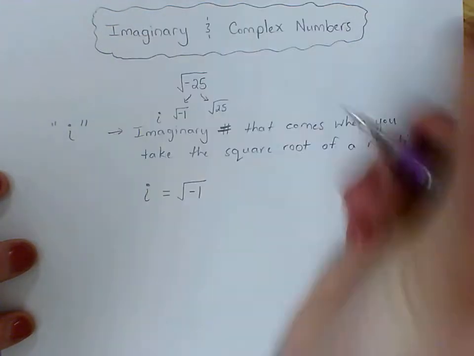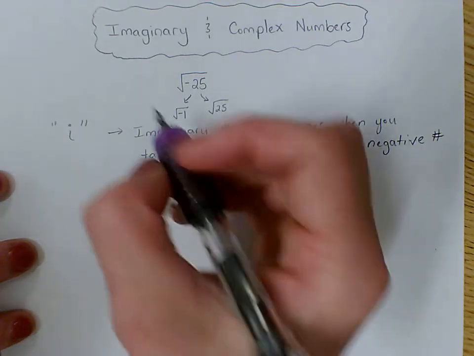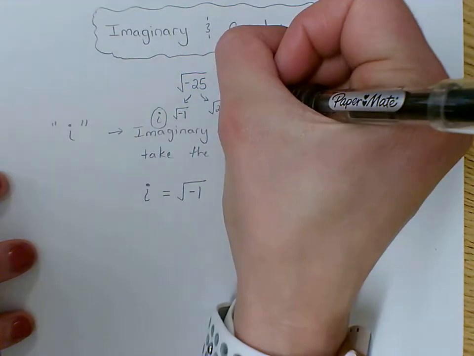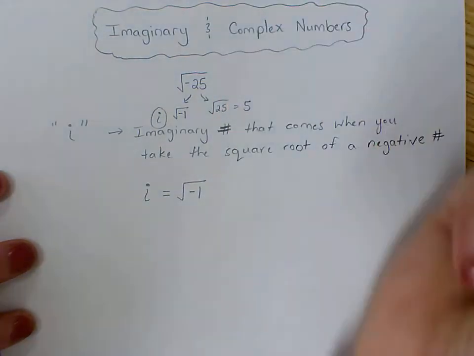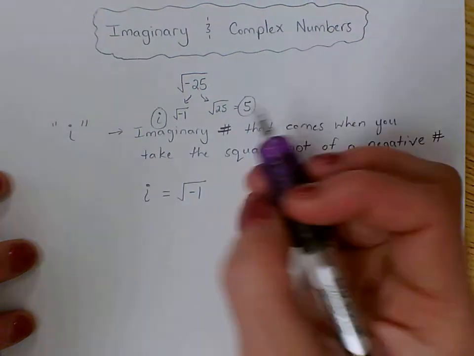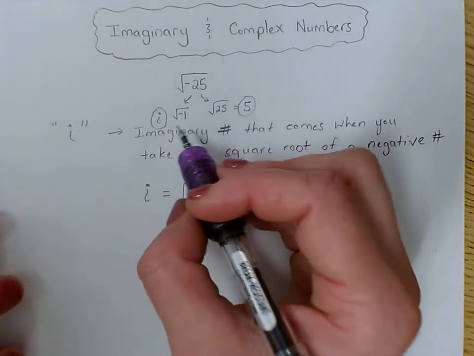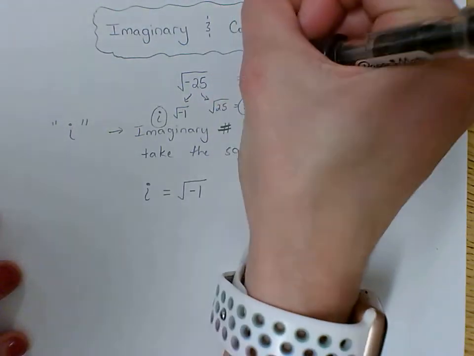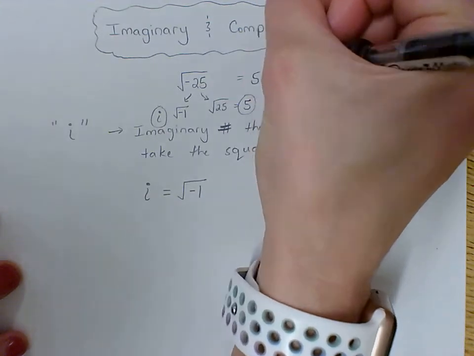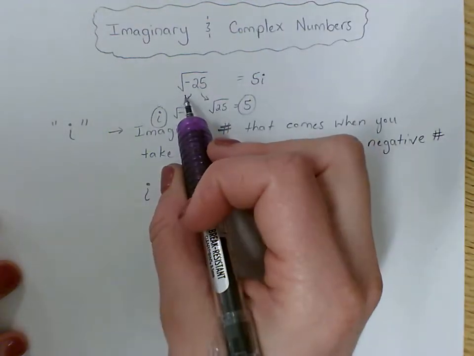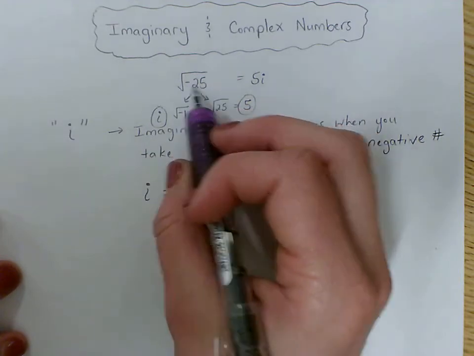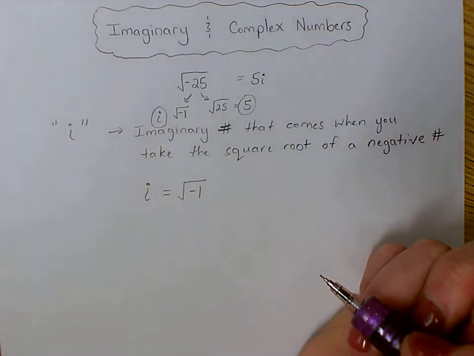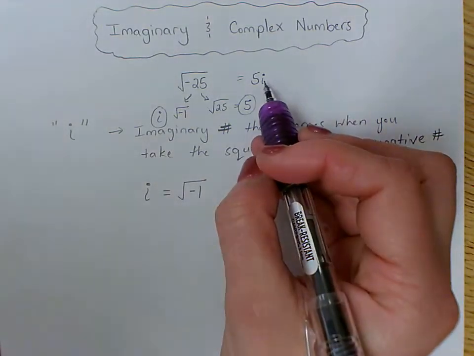I'm going to write it to the side of it, so that would equal i. And then you could do this one like normal, so the square root of 25 would end up being 5. Then to write your answer, you would put these two together. You always put the number up front, so that would be 5, and then you put the i right behind it. So the square root of negative 25 would equal 5i. That is how you simplify radicals using that imaginary number.